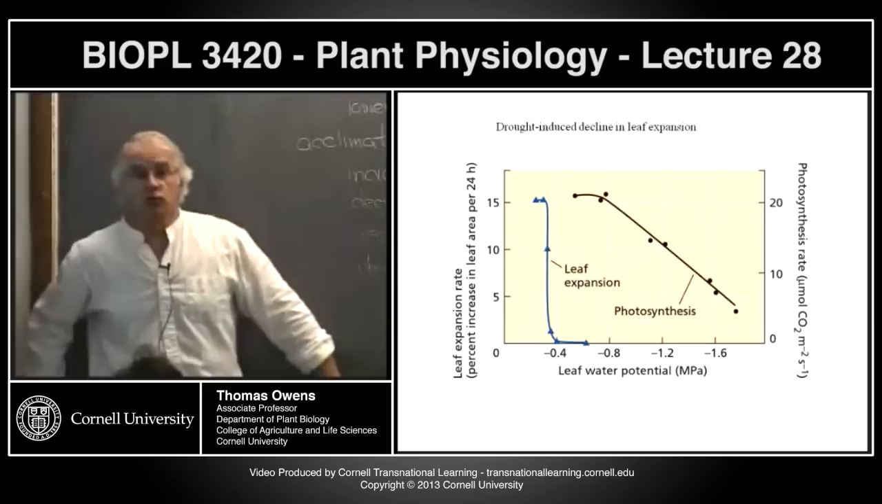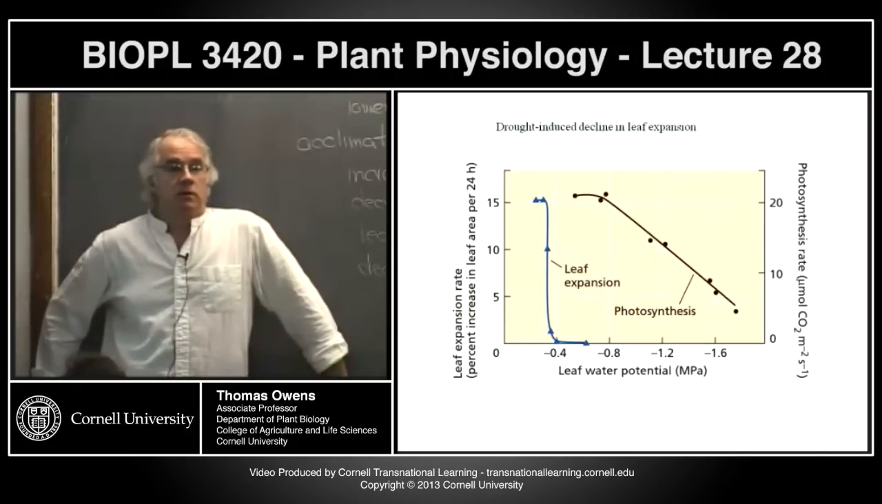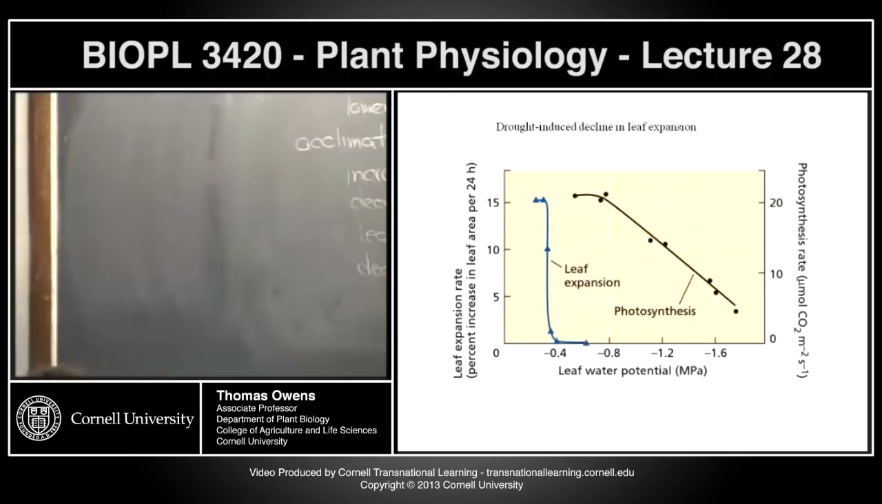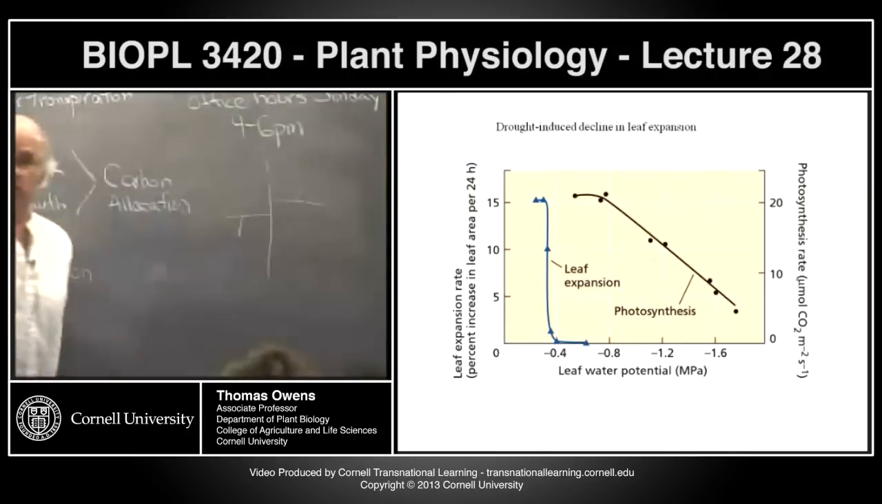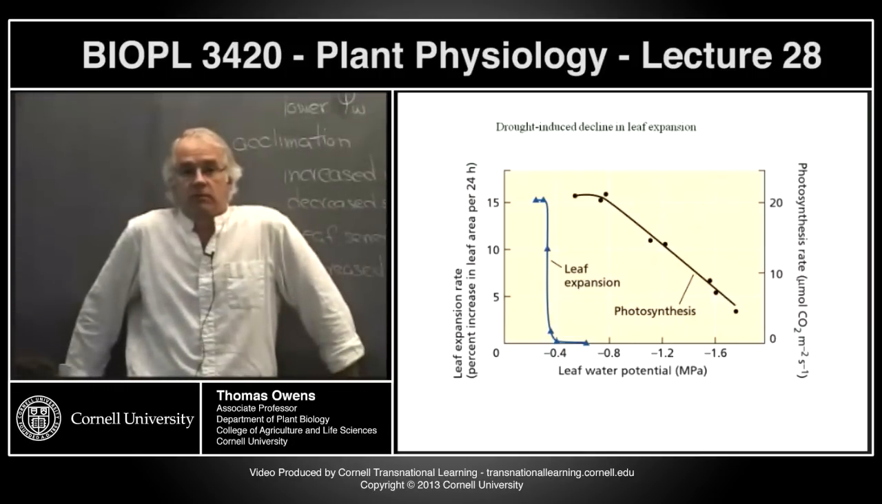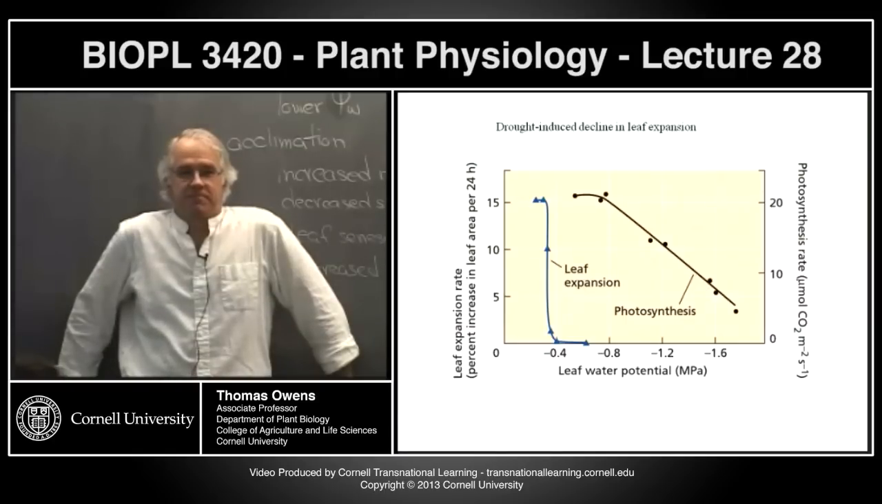How about lateral root growth? What happens under limiting water conditions to lateral root growth? So remember, if this is a root that's growing down, lateral roots are the ones that branch off of the main ones. What happens to lateral root growth? Does it go up or down? I'm hearing up, and I'm hearing down.